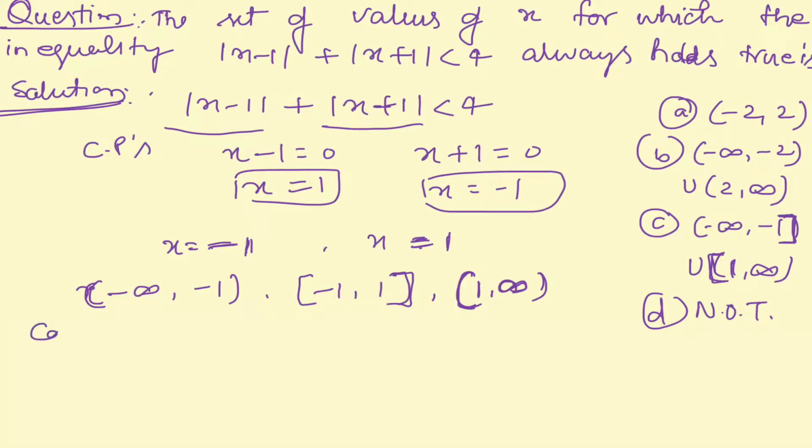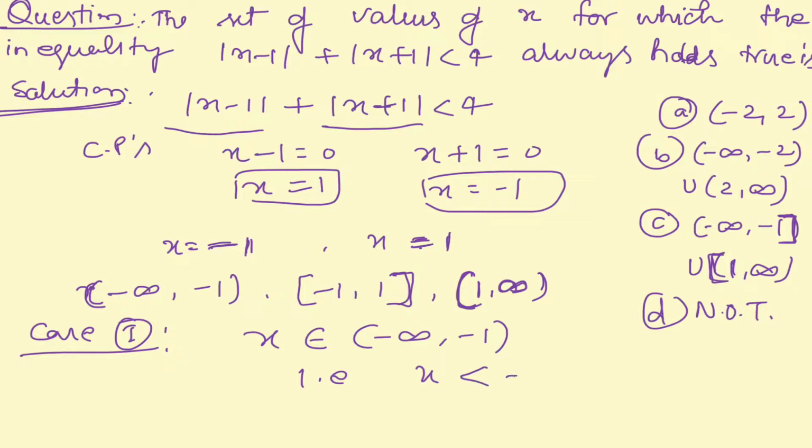The first case is when x belongs to minus infinity to minus 1, so we solve it for x less than minus 1. X is less than minus 1, that means mod of x minus 1 will be negative, so it will open with a negative sign. And mod of x plus 1, if x is less than minus 1, will also be negative, so it will open with a negative sign.